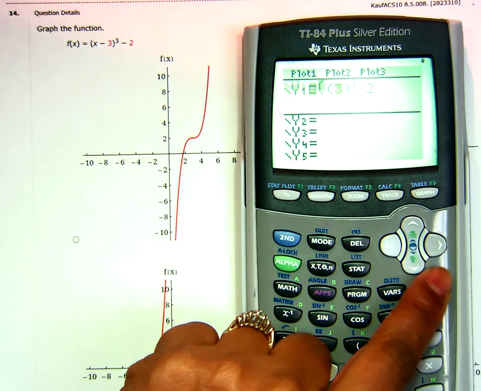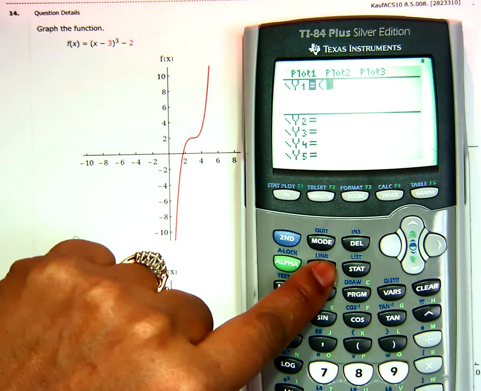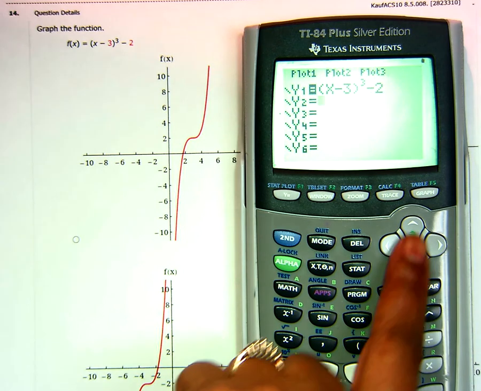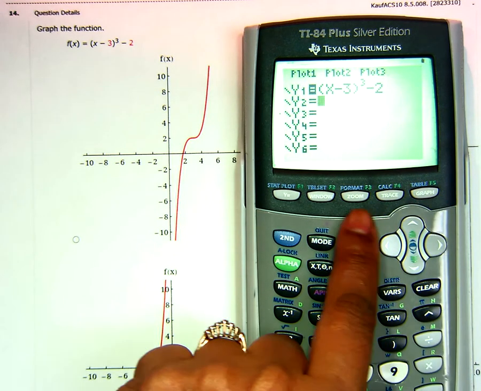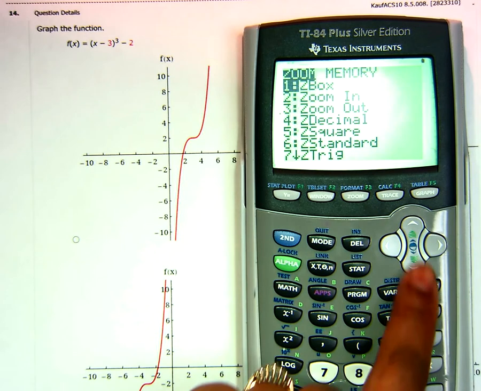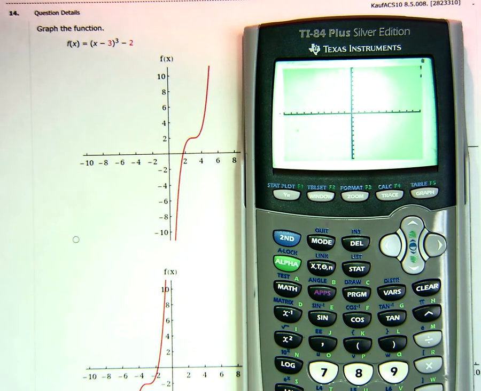Open parentheses. Here goes your X where my finger is. -3. Close parentheses. Exponent key 3. Hit your right arrow. -2. Hit enter. In the upper right hand corner, you're going to find zoom. And I said right hand corner, it's somewhere in the middle. Zoom. Go down to zoom standard. Hit enter. It graphed for you.